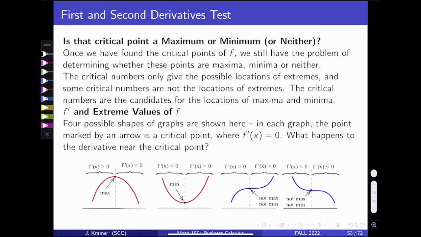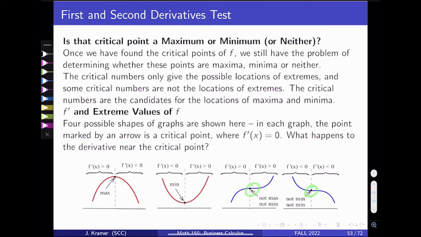In the second case, the critical number results in a minimum. To the left of the critical number, the slopes of the tangents are negative, so the first derivative is negative on this interval. This is going to be the key for using our first derivative test. And then to the right of the critical point, the first derivative, or the slopes of the tangent lines, are positive on that interval. In the third and fourth case, it's not a minimum or a maximum.